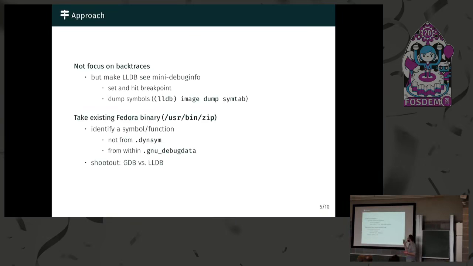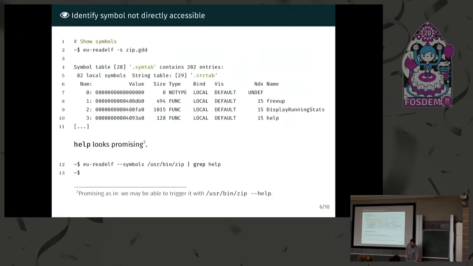And for that, I just took whatever I found, a zip binary that is mostly installed in every system, and I sort of blindly identified a function. The only hurdles were it must not come from dynsym, because that's what LLDB can read. It must come from the GNU debug data section, and then we're going to do a shootout of GDB versus LLDB.